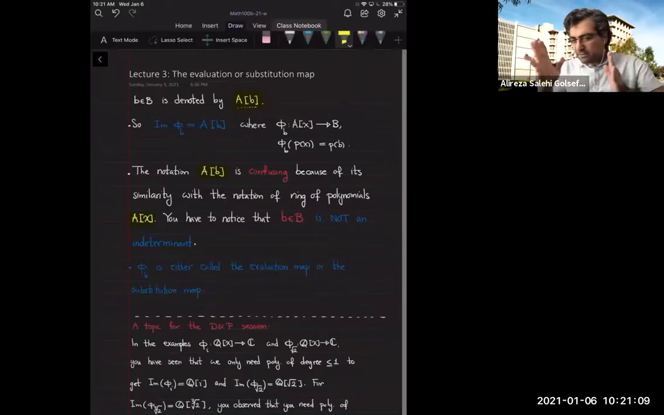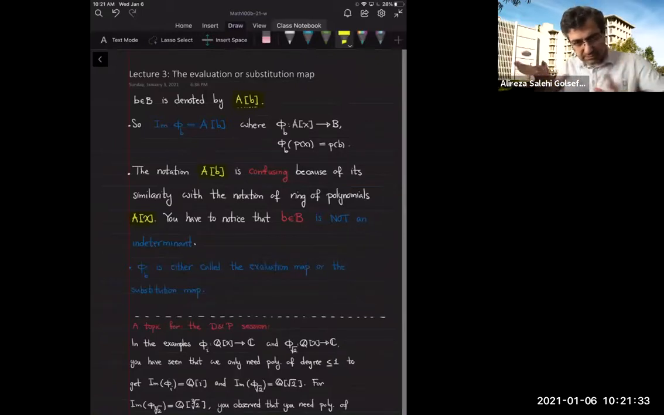So that's the main difference between them. If B is an element of a given ring, then A bracket B denotes the subring, the smallest subring that contains both A and that element. If B is an indeterminate, then A bracket B denotes the ring of binomials with coefficients inside A and indeterminate, whatever variable we've been choosing.